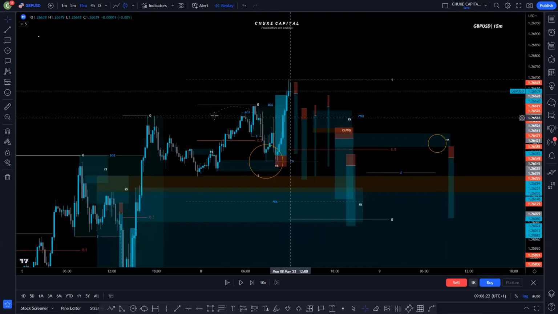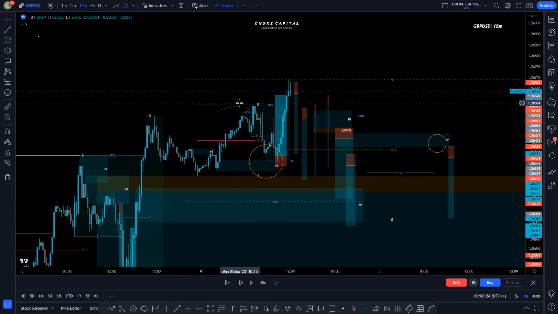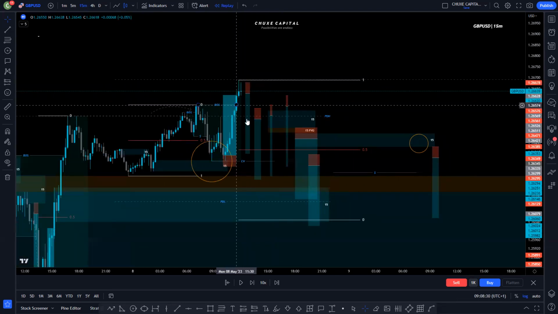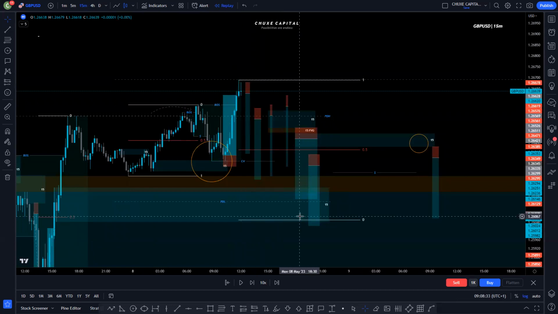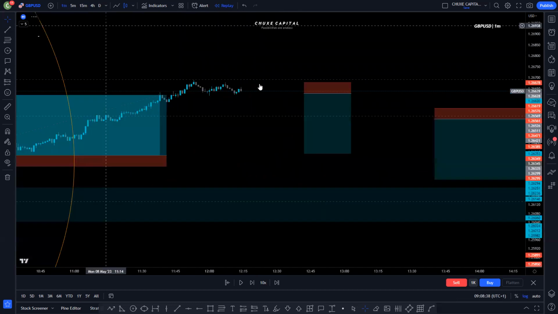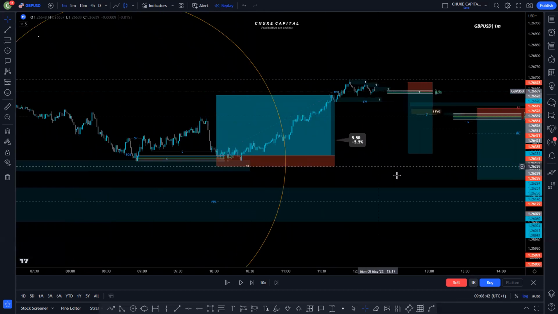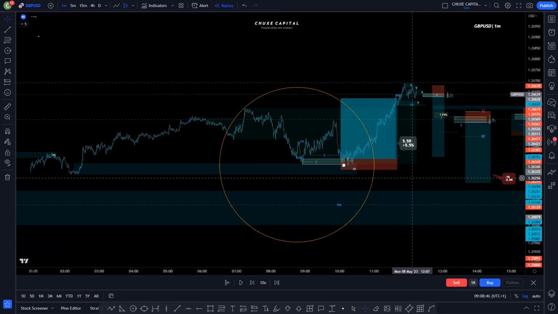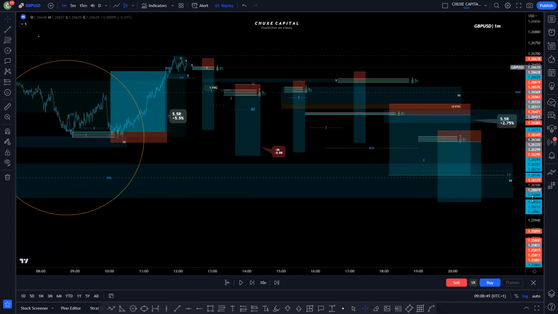Okay, so there's also the fact that the Asian high has been taken away. So those were strong reasons, confluences that stacked up to look at shorts, right? Now, when we head back to the 1 minute, with that in mind, I was willing to go aggressive on shorts.